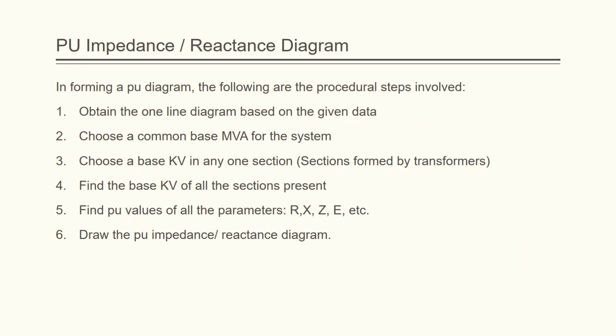Next, the reactance diagram. The reactance diagram is the simplified equivalent circuit of a power system in which the various components are represented by their reactance. In the previous impedance diagram the components were represented by their equivalent circuit, and here it is with their reactance. So if we plot a diagram with its reactance, we call it the reactance diagram.